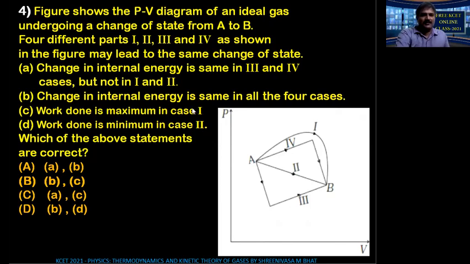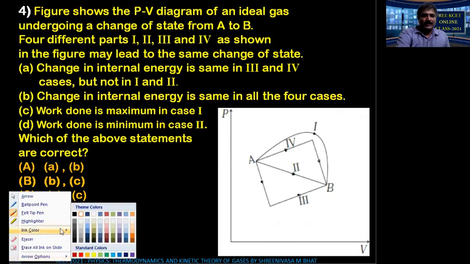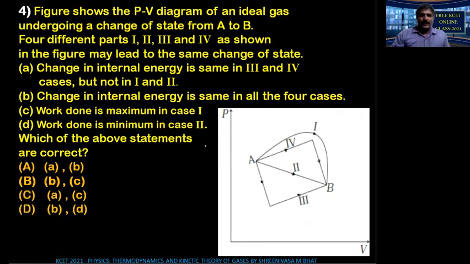C, work done is maximum in case 1. D, work done is minimum in case 2. So in this question, you should know some facts. There are 4 cases here. We can see clearly, case 1 is the topmost one. And I draw some vertical lines from A and B to the volume axis.